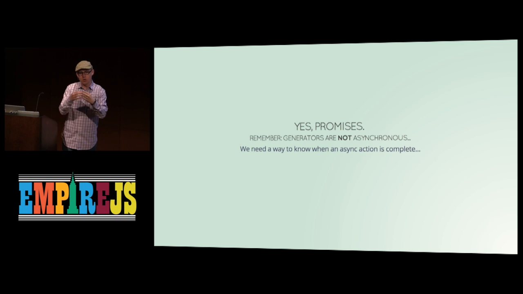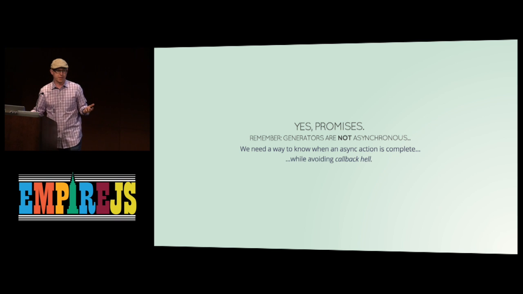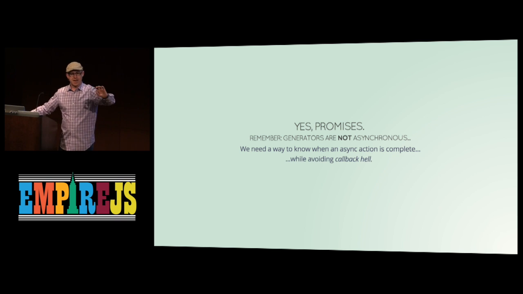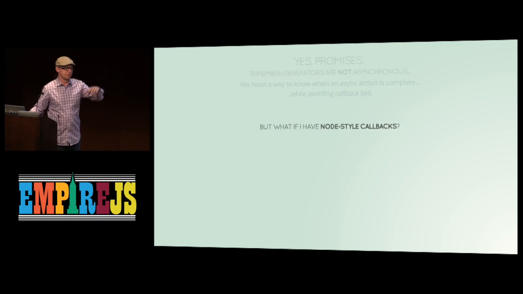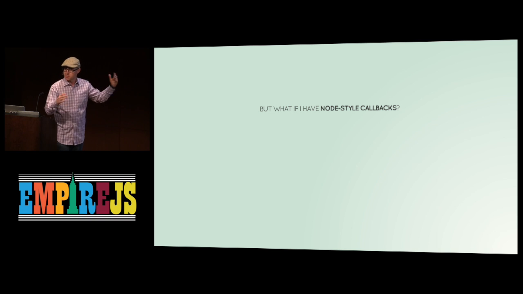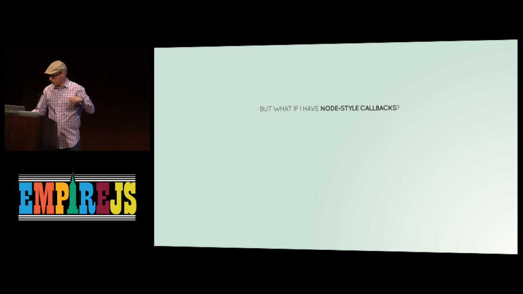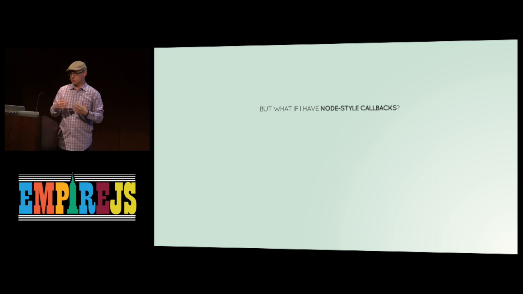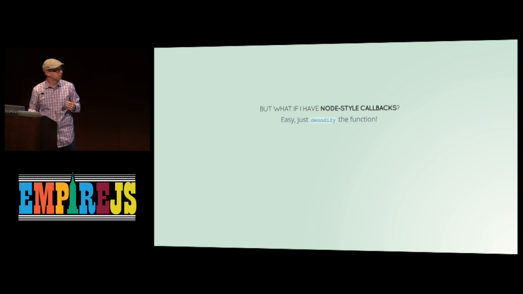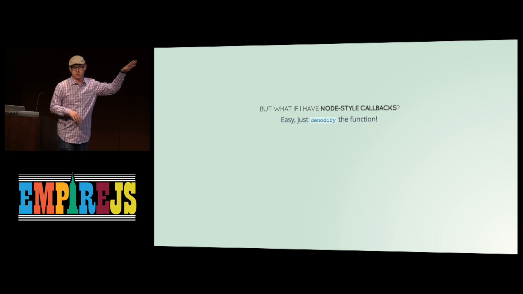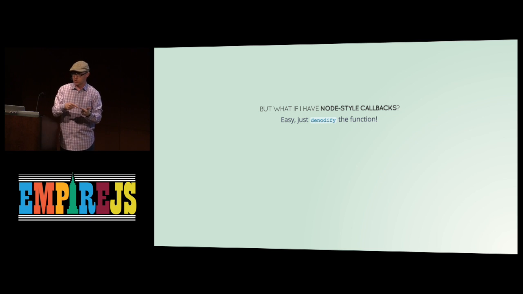We need to know that, and we don't want to use callbacks because we don't want to get into callback hell. So we need some method for saying, hey, this asynchronous thing is done. And we're going to use promises for that. Now, you've seen promises in some of the other presentations here, so I'm not going to really go over them. But what if you have node-style callbacks and you're doing this in Node, or you're just doing something in JavaScript and you have a weird callback structure? Well, you can use one of these handy-dandy functions like denodeify, which will actually convert that function into something that implements the promise interface.